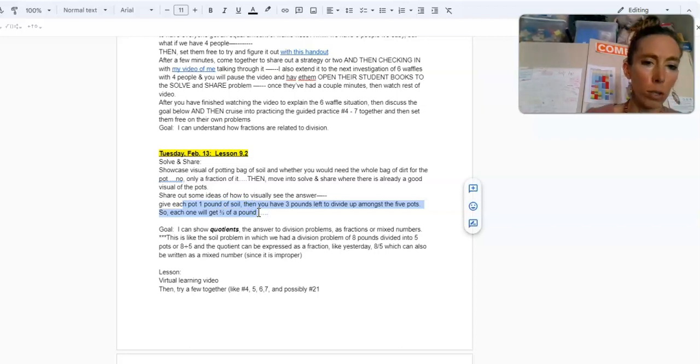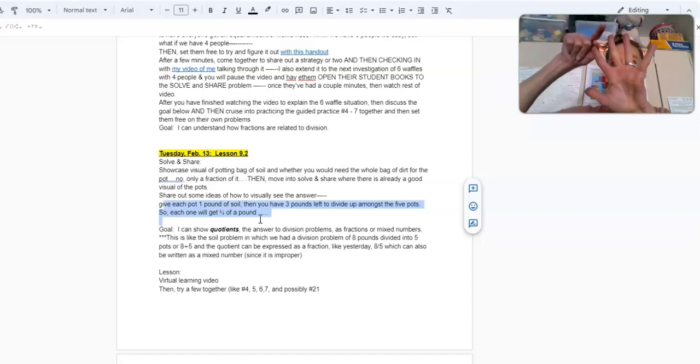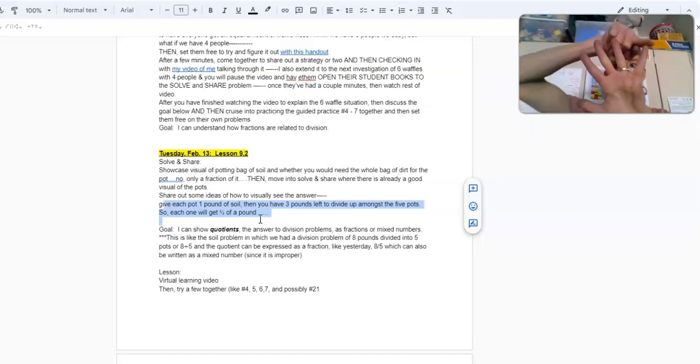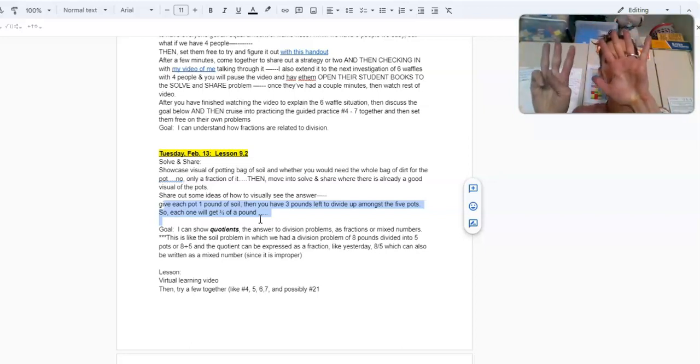I'm not sure if anyone will do this, but keep in mind, one way to do this is if I have 8 pounds of soil and I only have 5 pots, I can give 1 pound to each pot, 1 pound, 1 pound. And how many pounds have I used so far? 5. I had 8 pounds, so how many are left?